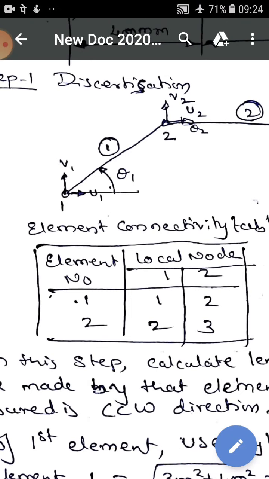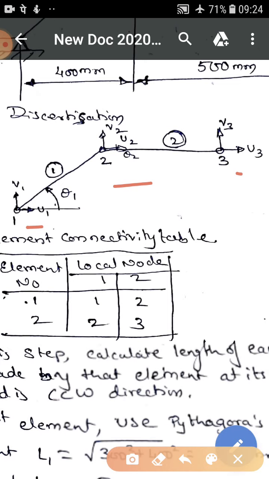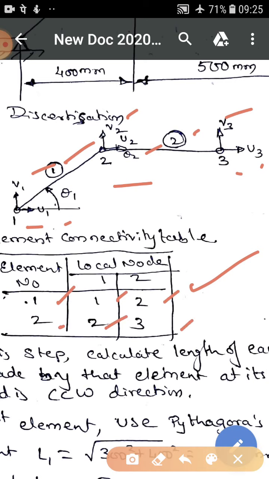This is my node 1, node 2, node 3. Node 1 has displacements u1, v1, node 2 has displacements u2, v2, and u3, v3 for node 3. And the element connectivity table for elements 1 and 2 is written here, that is step 2. Element number 1 is between 1 and 2, element number 2 is between 2 and 3. Here we have written local nodes 1 and 2. Why in the first bar problem was this element connectivity table helpful? At the end, while writing the global stiffness matrix.